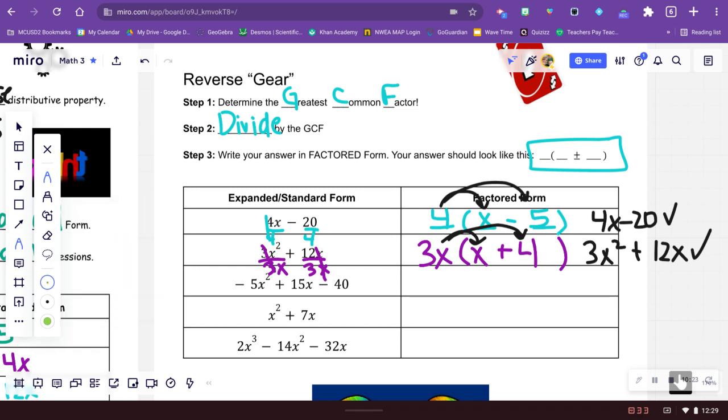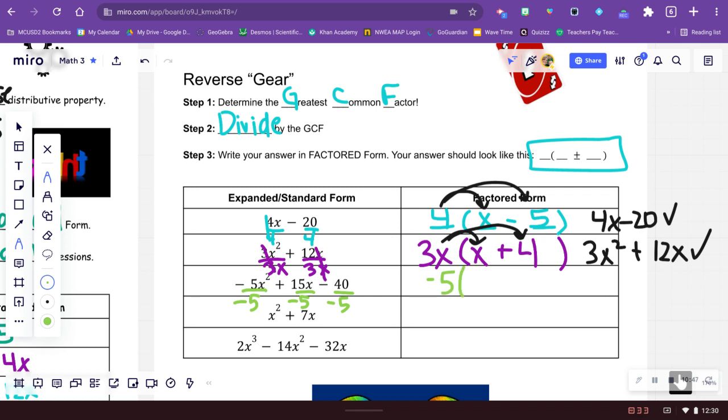This time I have 3 terms, -5, 15, and -40. I can divide everything by 5. And I would also want to check my variable. Can I divide everything by x? And I can't because the 40 doesn't have an x. But because that first number is negative, I'd actually like to divide by -5. So -5 comes out front.